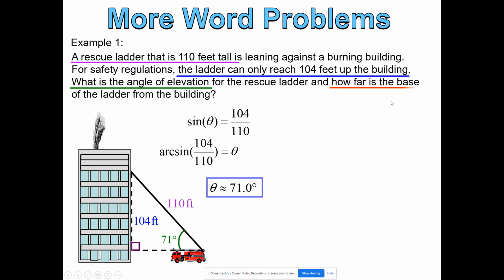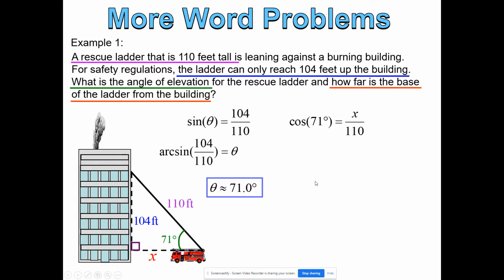Now the next part is how far is the base of the ladder from the building? So we want to know this distance. In relation to this angle, that's the adjacent. So we can use opposite over adjacent, or adjacent over opposite. We can use tangent or cosine, or we can even use Pythagorean theorem. I'm going to use the cosine of this angle. I don't like using this angle because it's a rounded number. I should use Pythagorean theorem, but I've done them both, and we get the same number if we round it.